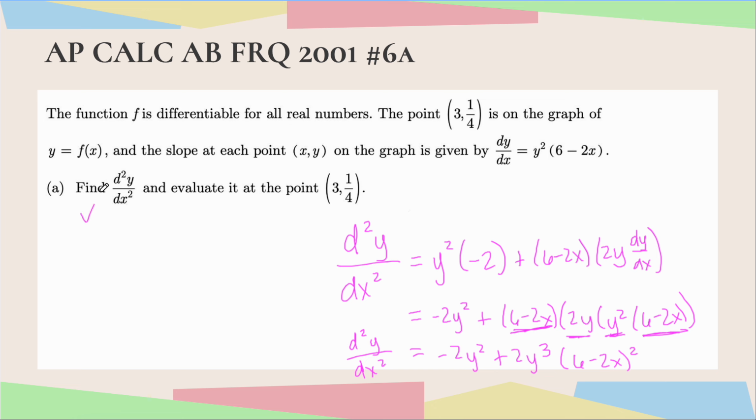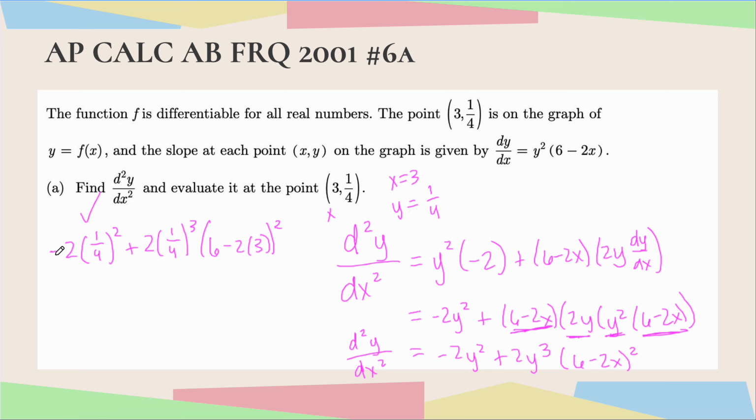Now that we've done our first part, we have to evaluate it at the point (3, 1/4). So of course, this is a point in xy form. So x is going to equal 3 and y is going to equal 1/4. And I'm going to go ahead and plug that in over in the white space on the left. So -2 times (1/4) squared plus 2 times (1/4) cubed times (6 minus 2 times 3) squared, like that. I had to make sure I got that right. Okay, good. And now let's go ahead and evaluate.